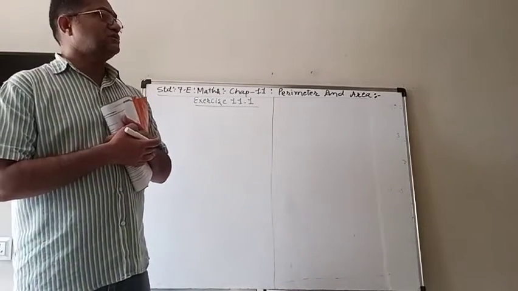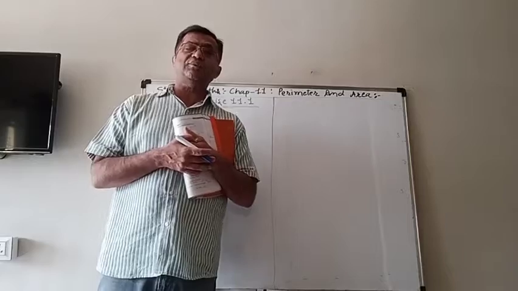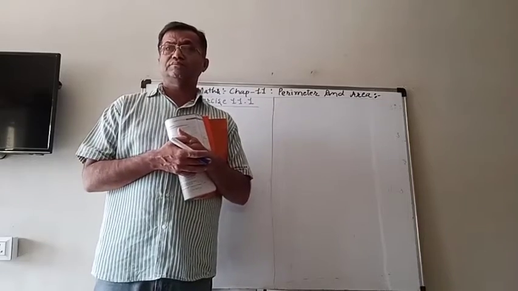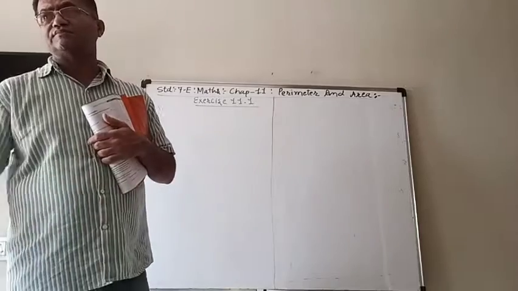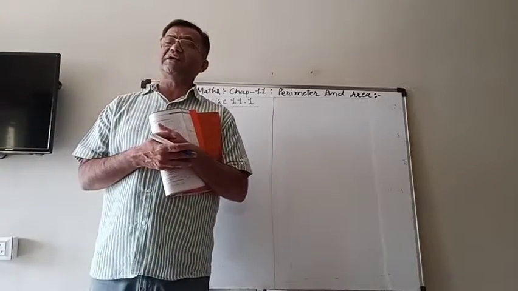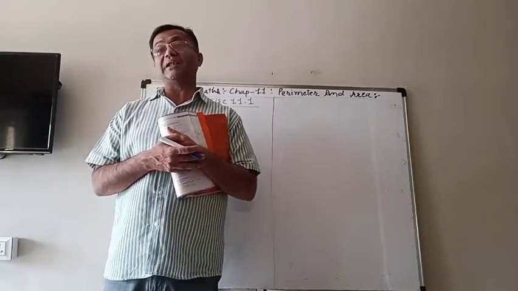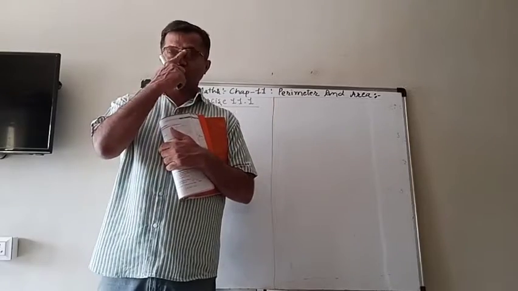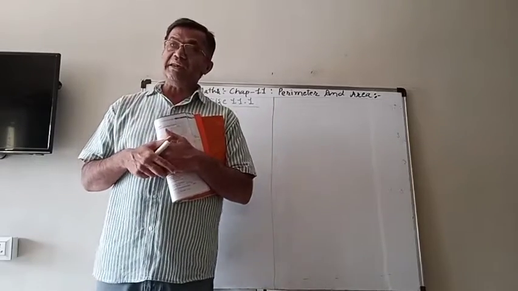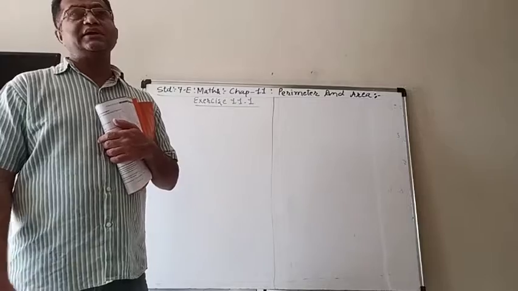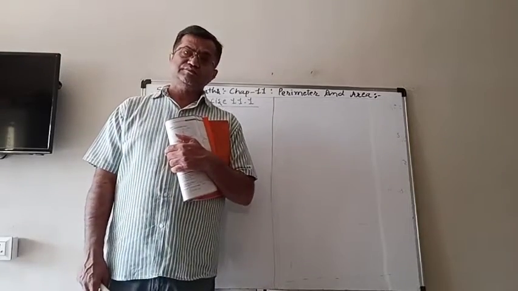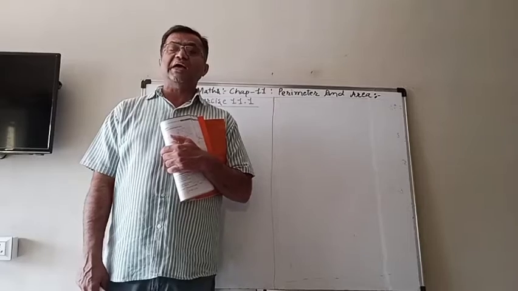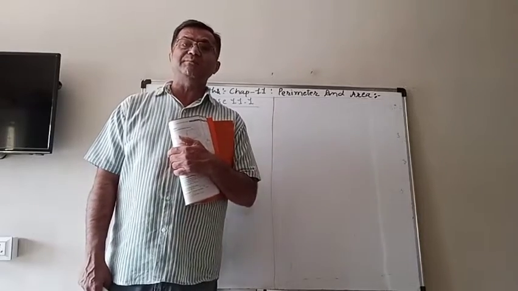Also, the perimeter of a rectangle is 2 times length plus breadth. So we write down as 2 into bracket L plus B. And area of rectangle is length multiplied by breadth. So we write down as L multiplied by B.